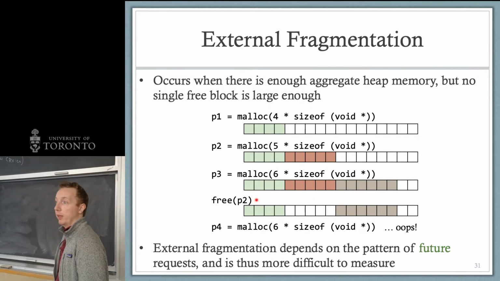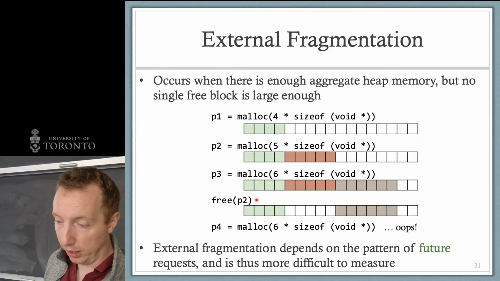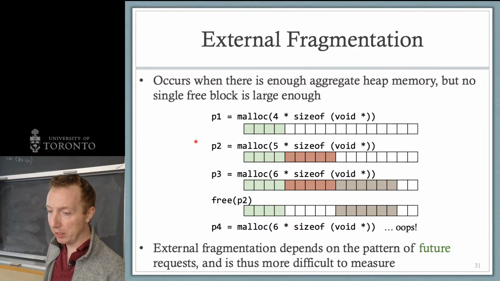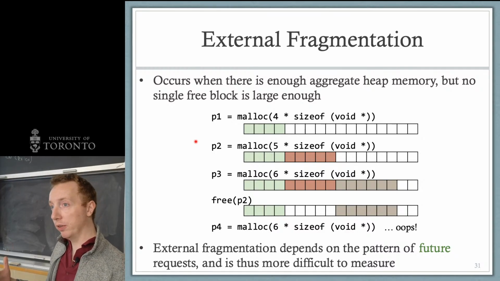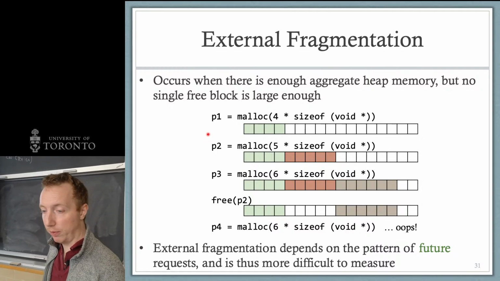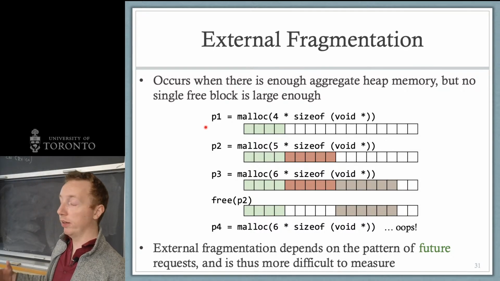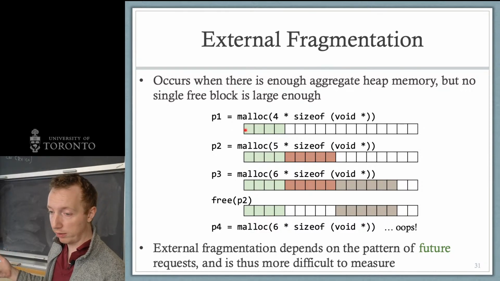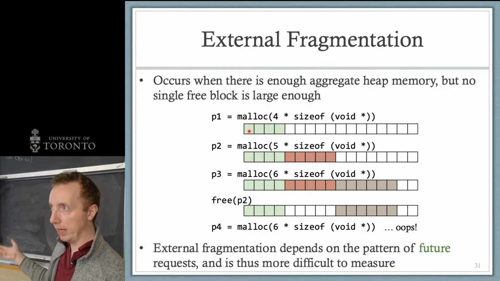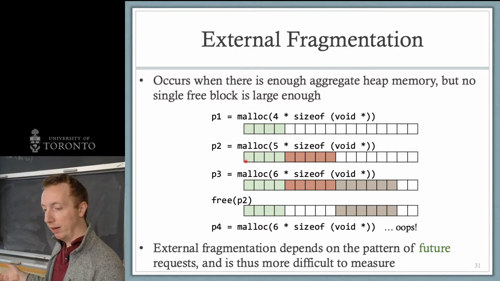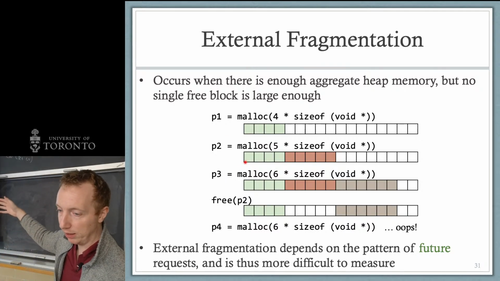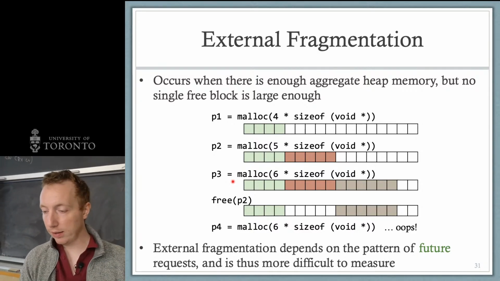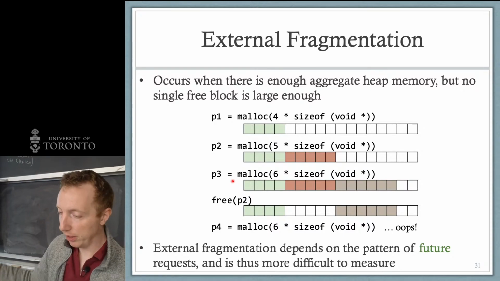So external fragmentation is wasted space between the blocks. I have enough memory to do it, but not a single contiguous block large enough to fulfill the request. So if I just allocate things in order, four word-sized blocks, I allocate them at the beginning, then 5 word-sized blocks, allocate them at the next 5 elements.